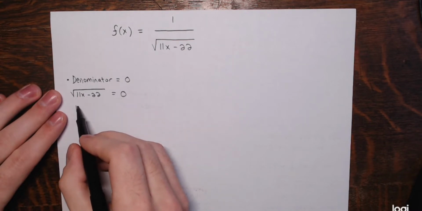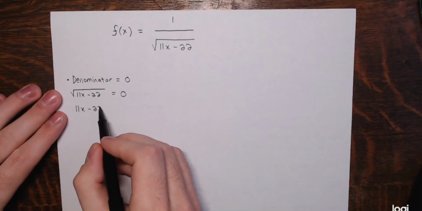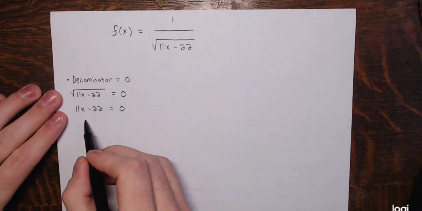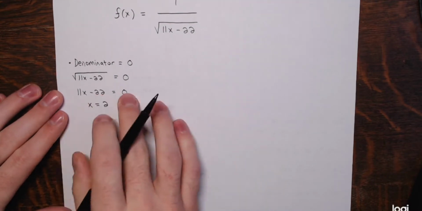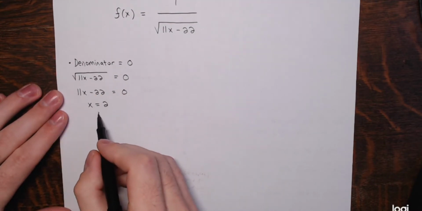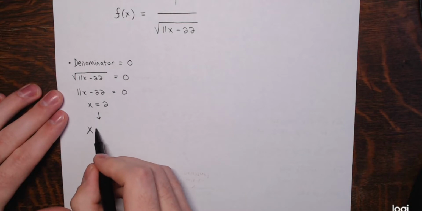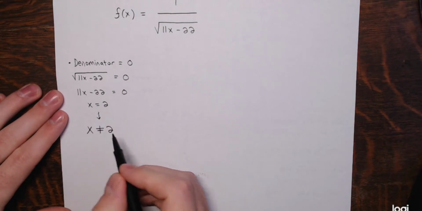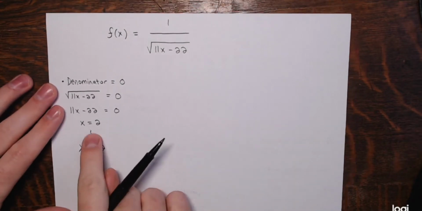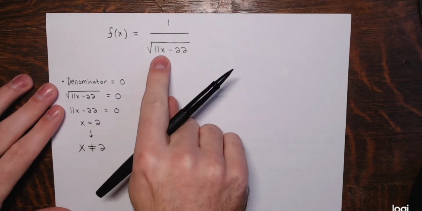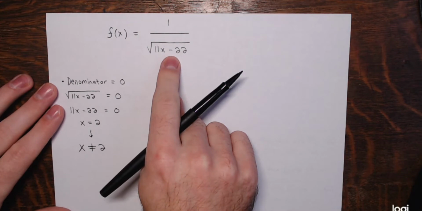Square both sides. You'd have 11x minus 22 is equal to 0. Then x must be 2 here, right? Add 22, divided by 11. So this tells me that x cannot be 2. I hope you understand that, right? Because if x were 2, you'd have a denominator of 0, 1 divided by 0, and that's not real. That's not even a defined value.